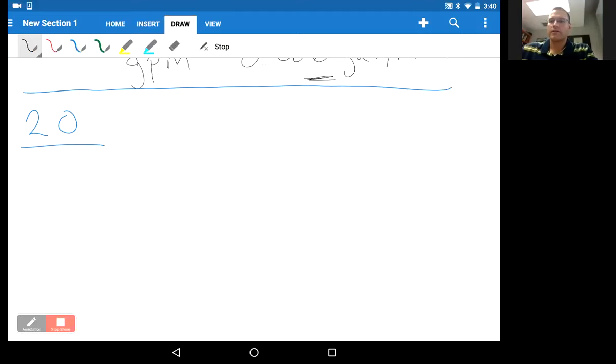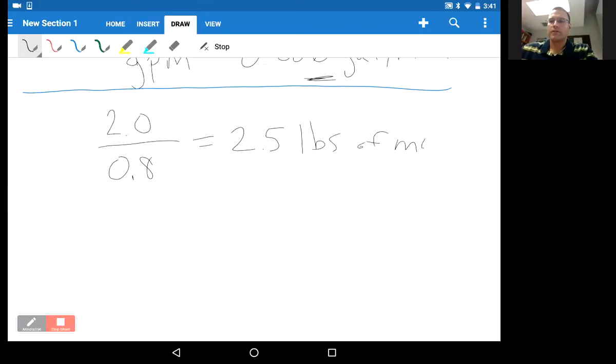Okay, right over here for some reason. Let me erase what I've got, move over a little bit. So 2.0 divided by 0.8. You do that, and what do you get? 2.5. We need 2.5 pounds of material.